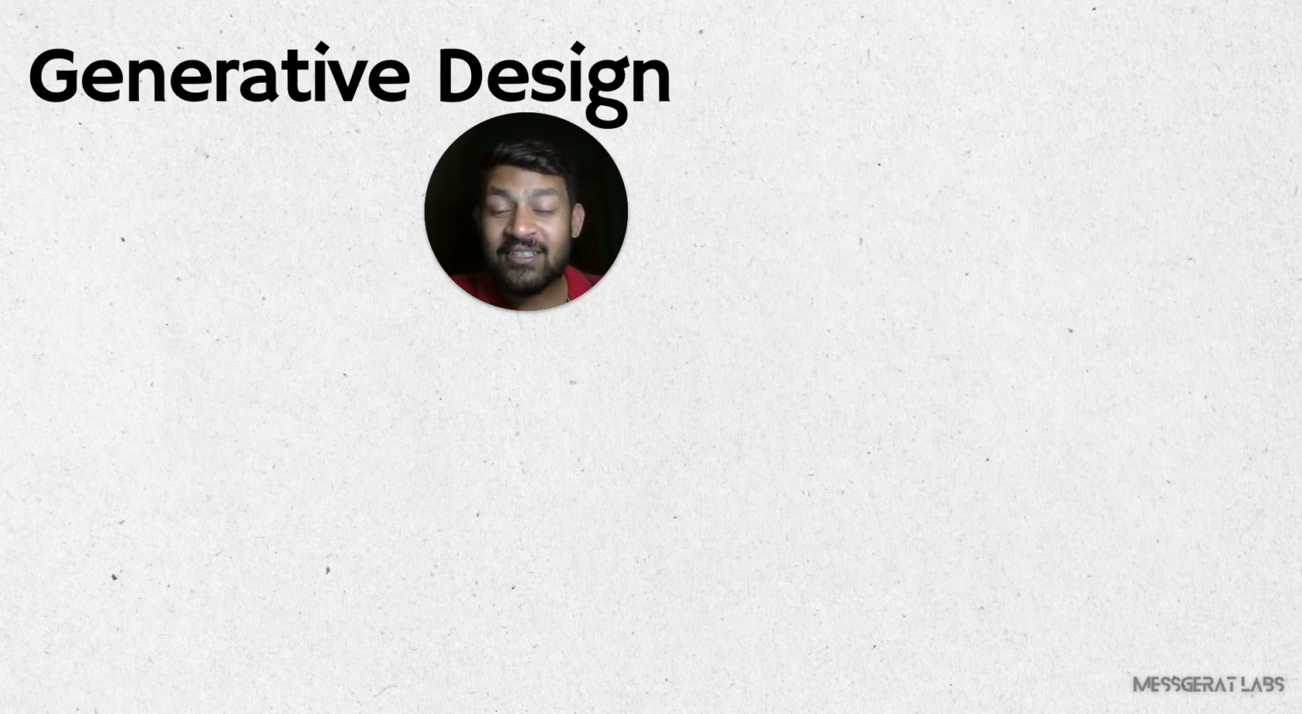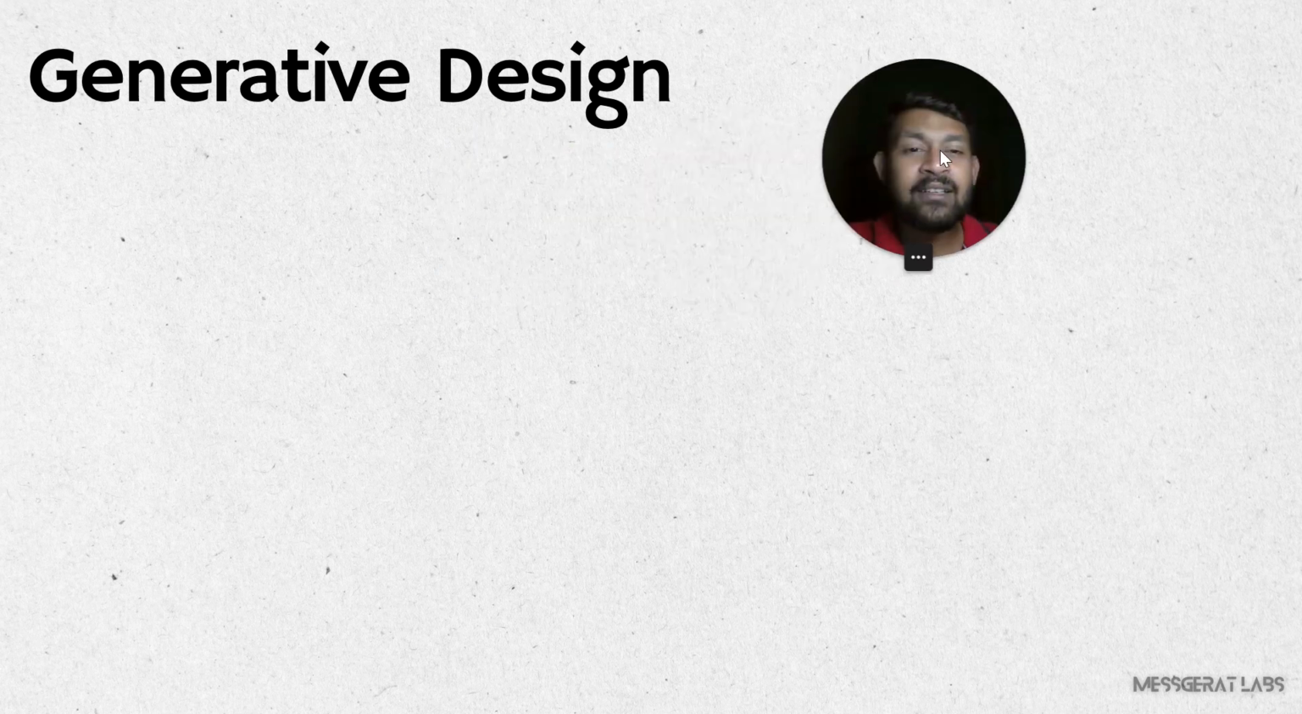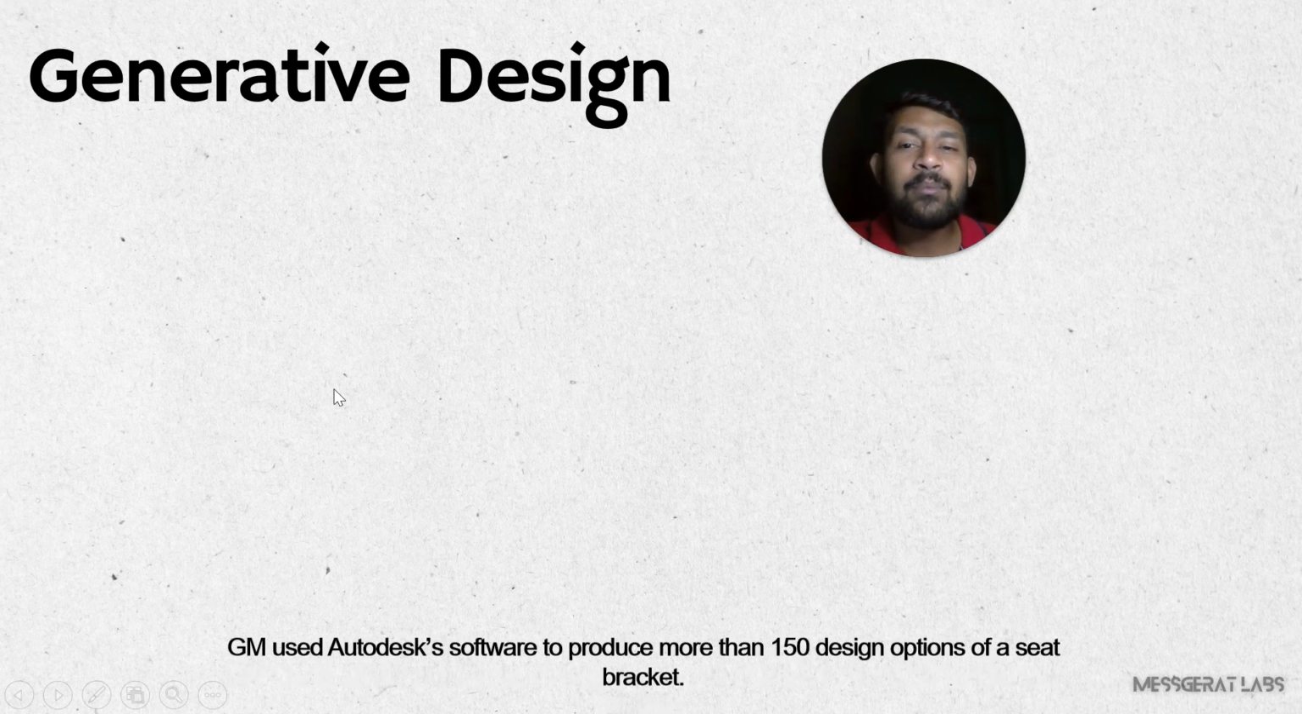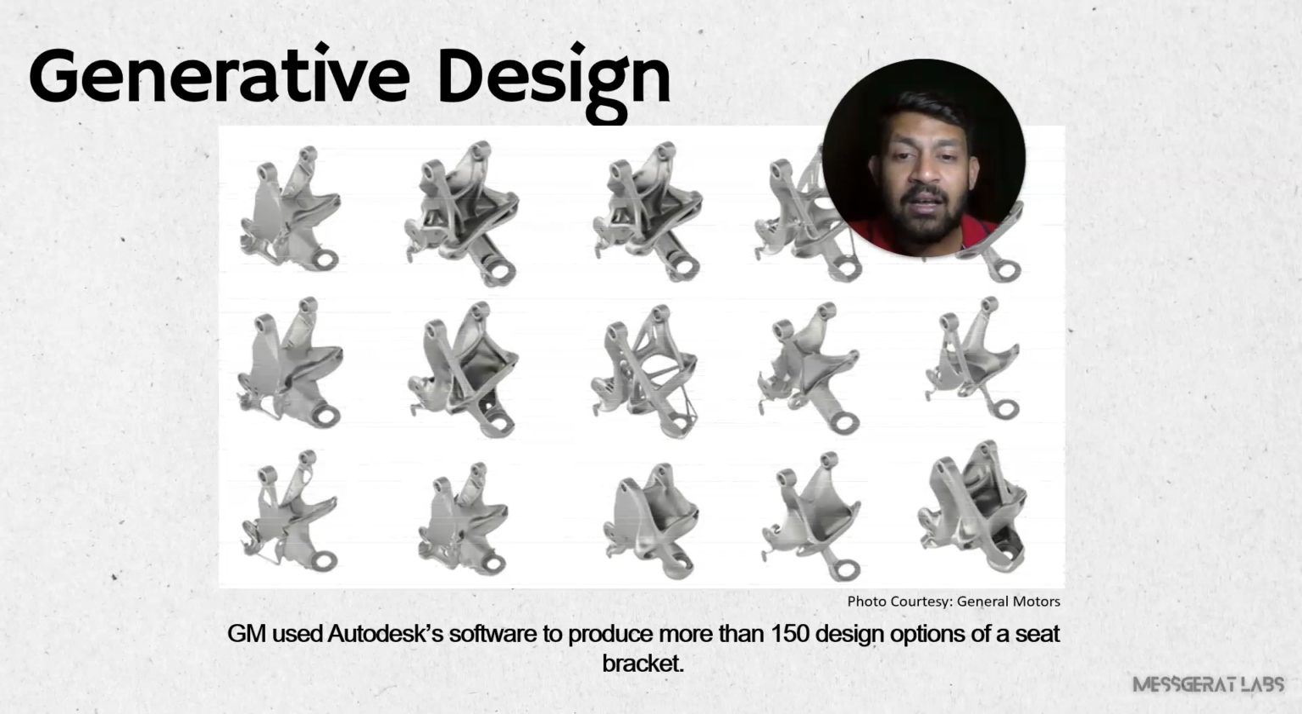Then another concept is generative design. In topology optimization, you give certain conditions, constraints, and objectives, and it creates a design. You work on the design, and if you don't like it, you can change the parameters that you had input, and accordingly it will generate a new design. Whereas in generative design, a number of design options are generated by the software.